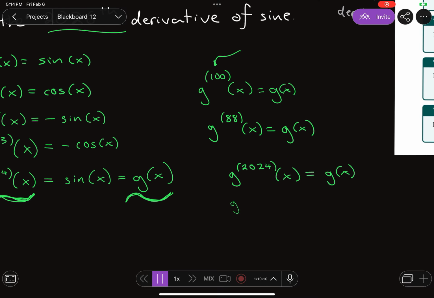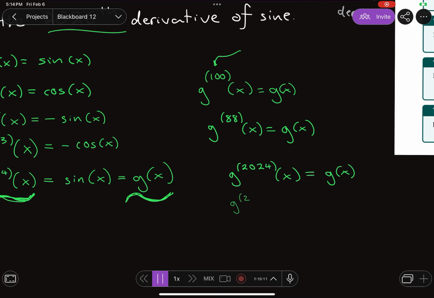So I think the 2025th derivative, taking the derivative on both sides, is simply g prime of x. And taking one more derivative, what we're asked for. Oh, by the way, g prime of x is the cosine of x. And taking one more derivative on both sides, that is going to be g double prime of x, the derivative of the derivative, and that is negative sine of x. Answering the question.